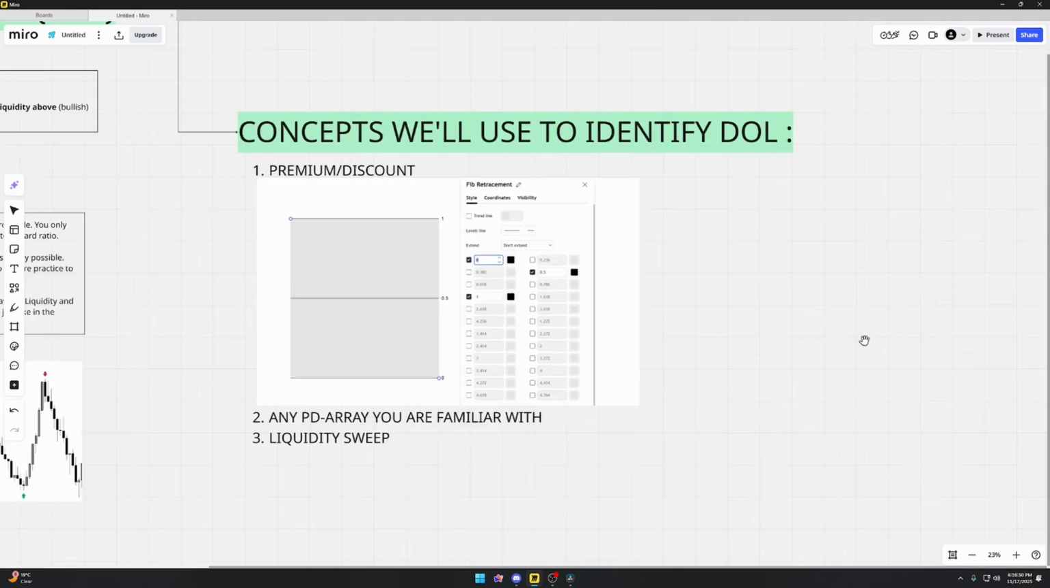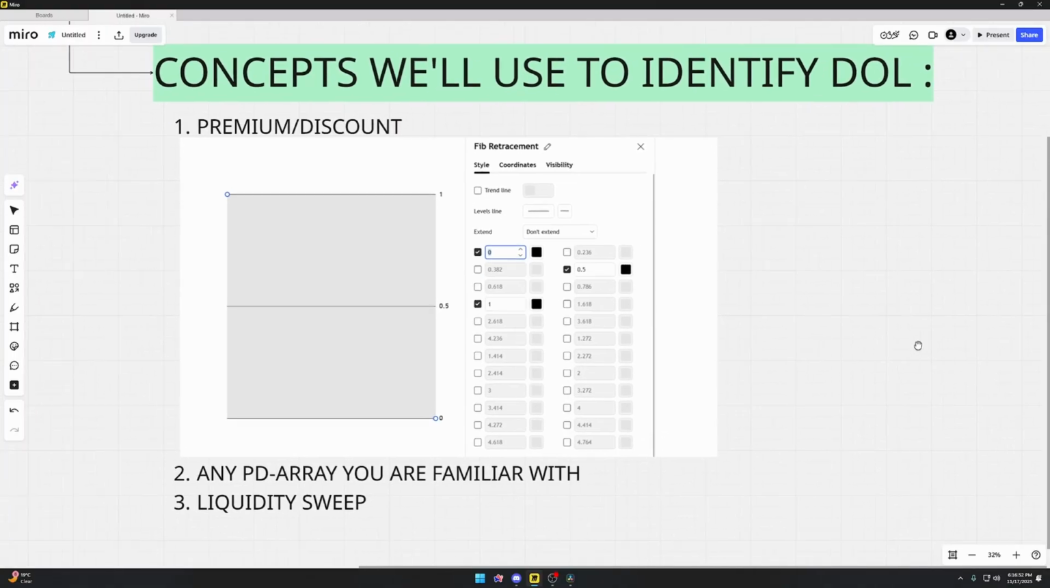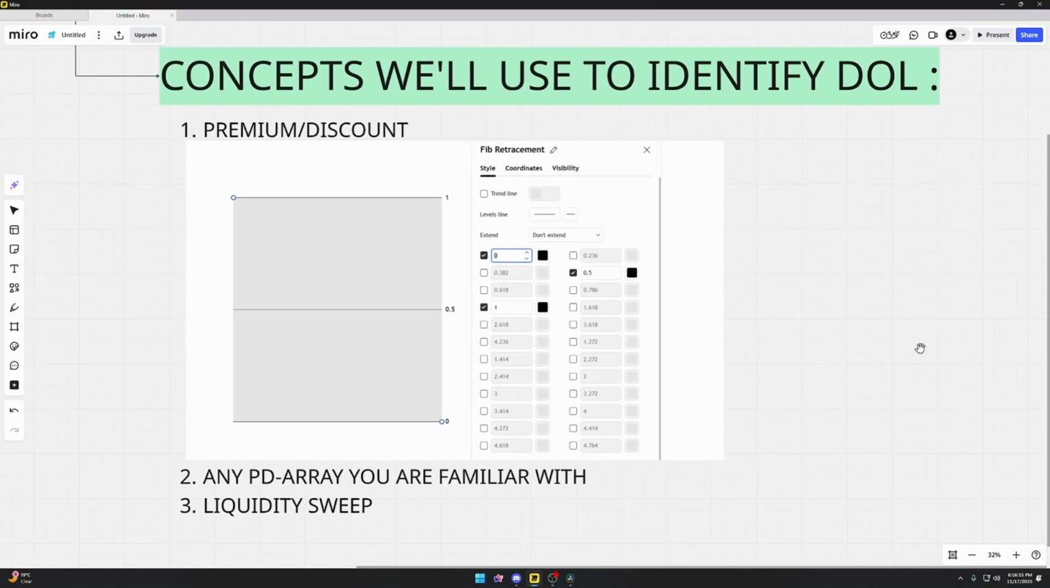Alright, now let me explain the concepts we'll use to identify the draw on liquidity. First, we'll use the premium and discount tool. You can see my settings for the tool, and you can screenshot it to match your tool exactly the same. Second, we'll use PD arrays like fair value gaps or order blocks, but you can use any PD array that you are comfortable with. Third, we'll use liquidity sweeps. But don't take this the wrong way. I'm not telling you to predict any liquidity sweep. We will only use liquidity that has already been swept by the market.